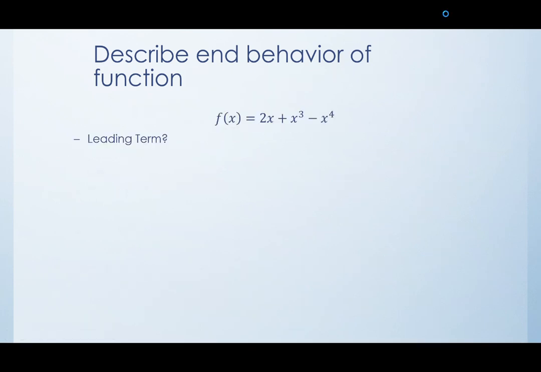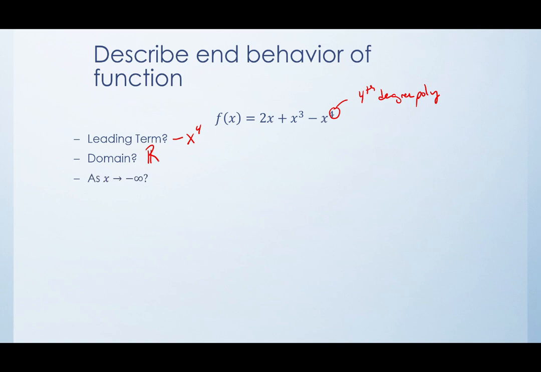All right, so let's work on another one. This time, what's our leading term? I have a highest power of 4, so this is a 4th degree polynomial, and our leading term is negative x to the 4th. Again, we know our domain: it's a polynomial, therefore the domain is all real numbers.